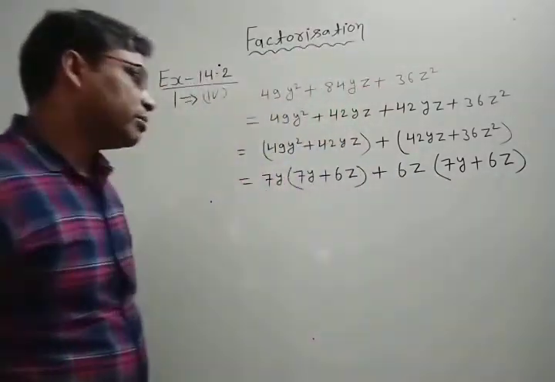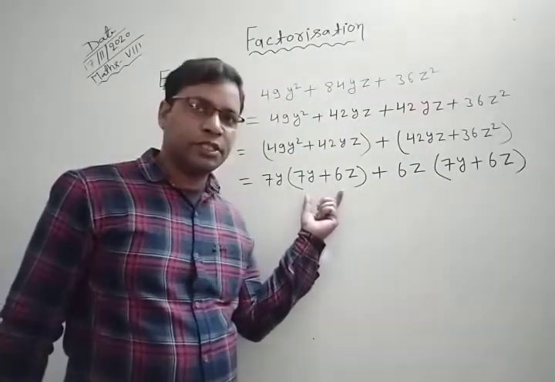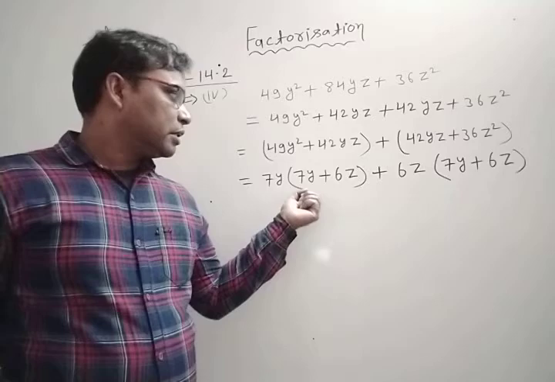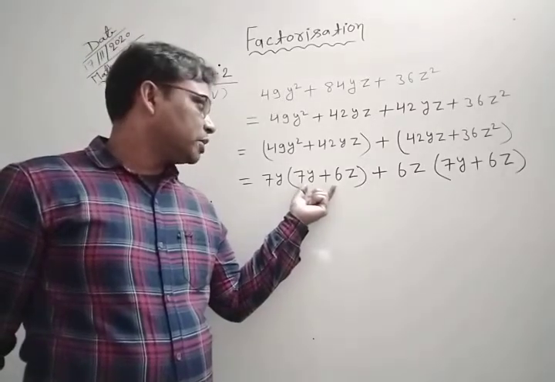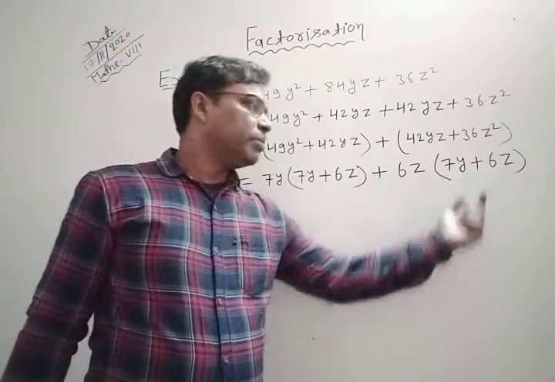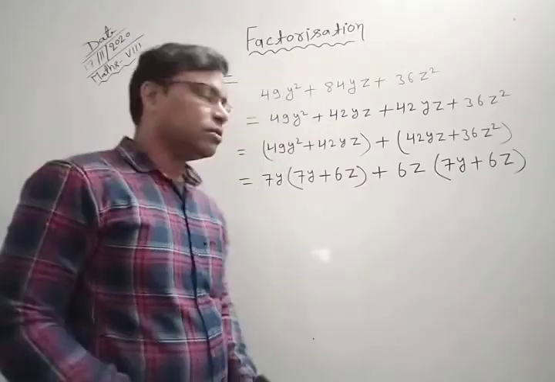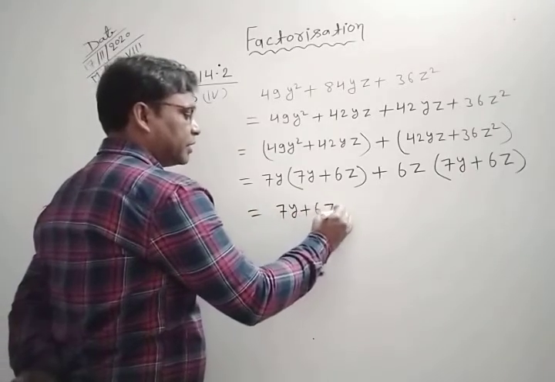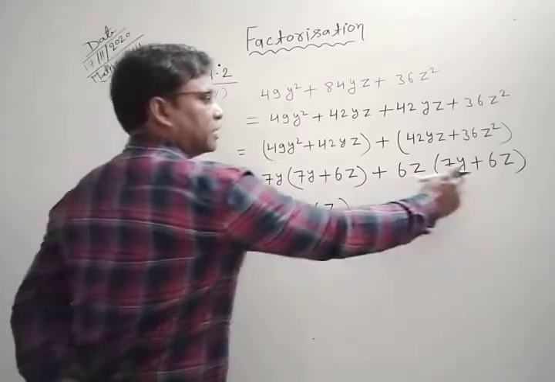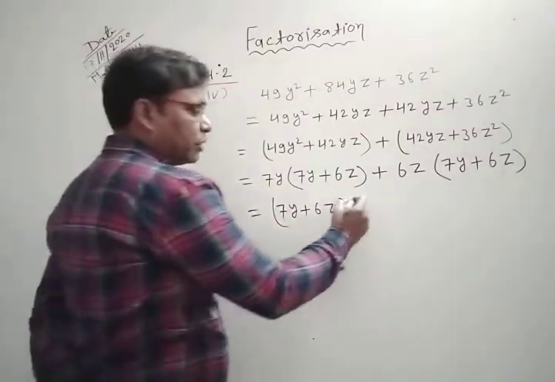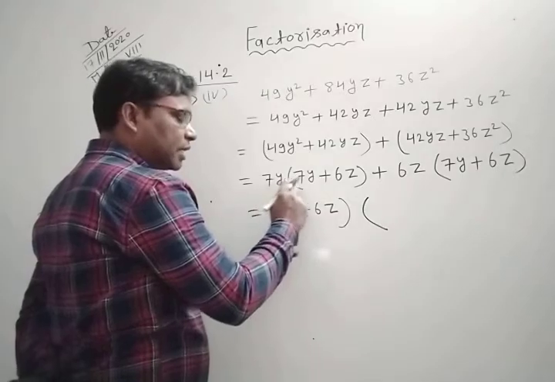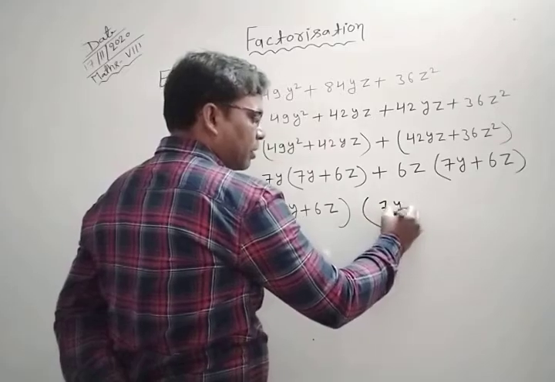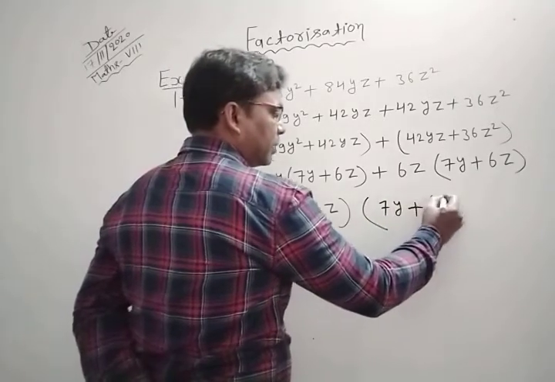Okay. So what you observe here? You can see in both terms, this is first term, this is second term. So what is the common between them? So in both terms you can see we will have common 7y plus 6z. So you can take common it. So when we take common 7y plus 6z in both terms, in first term we have 7y, in second term we have 6z.